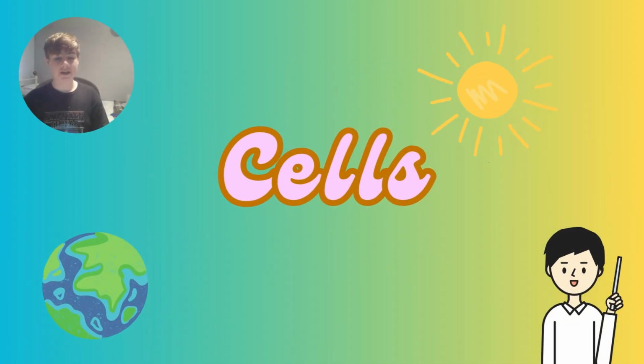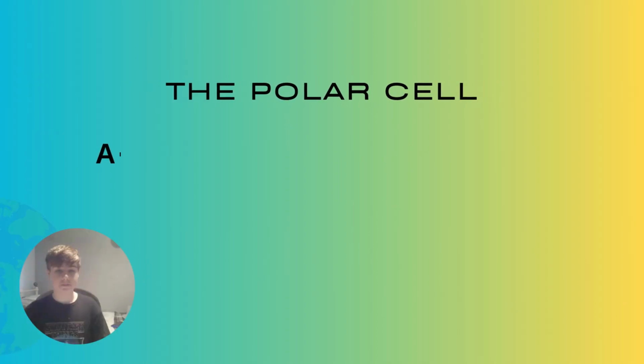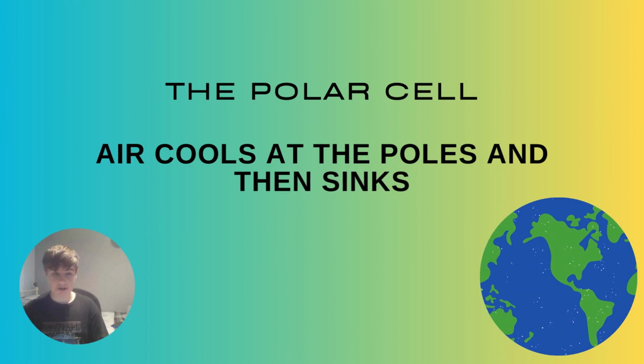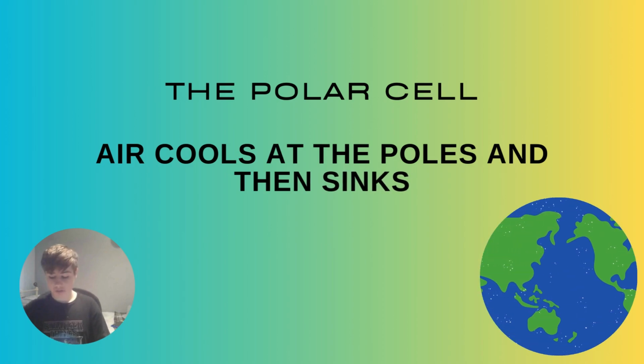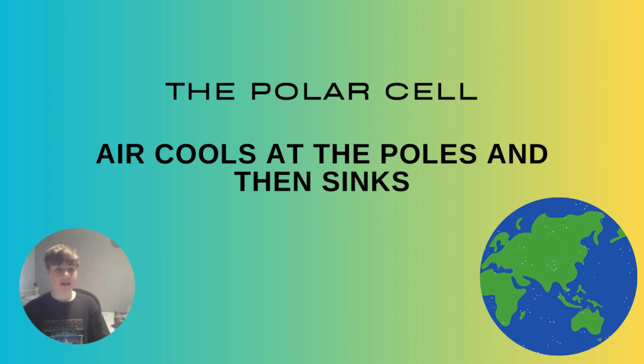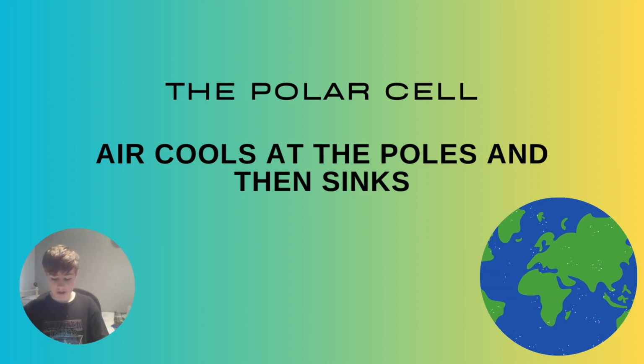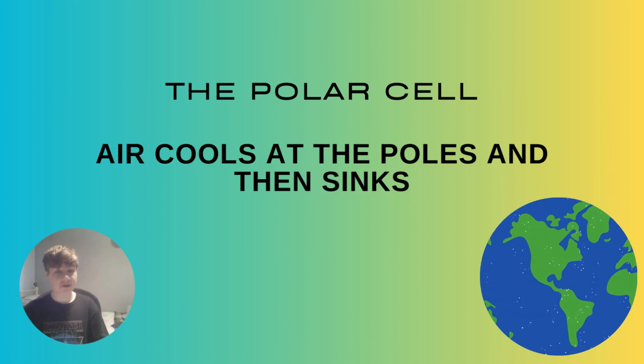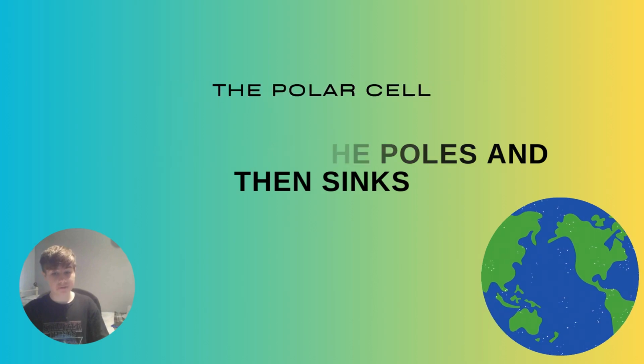Topic 2. Cells. The polar cell. Air cools down and sinks. Once the air is warm enough, it rises back up to the poles, and this cycle repeats, creating a cell. The cell is thermally direct, and it is driven because it was so cold in the poles.